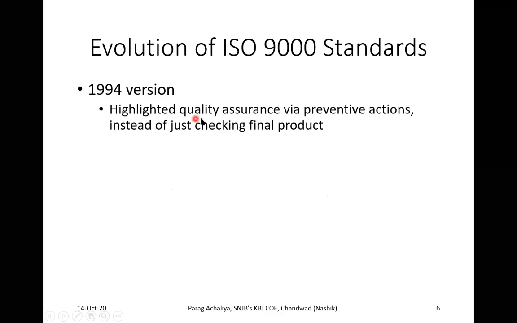It highlighted quality assurance via preventive actions instead of just checking the final product. In this version, what was there? They were going to provide various preventive actions instead of just checking the final product. If this kind of error occurs, what should be the action? If this error comes, what should be the action? This is called your preventive action, and this preventive action was the focus of this version. Please remember this. It was not only checking the final product. Instead of that, it was going to help you in the case of your preventive actions.